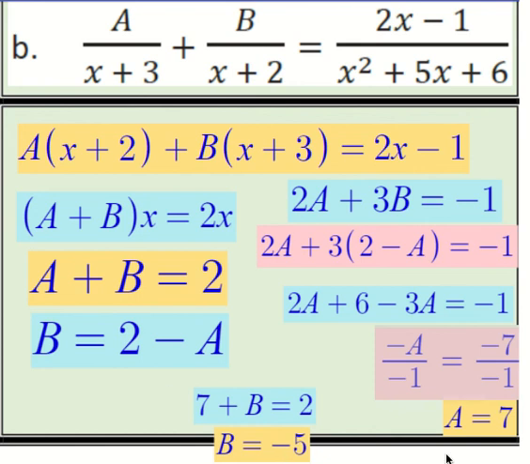So even though it looked like they were asking a rational expression equation, this ended up being a system of equations by the time we were done. And so our result is a is 7 and b is negative 5.